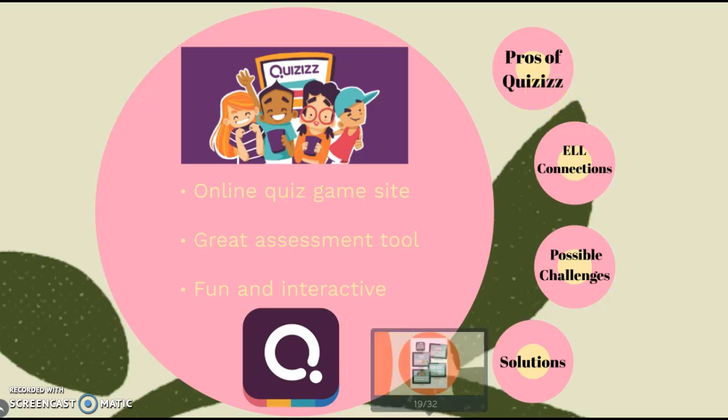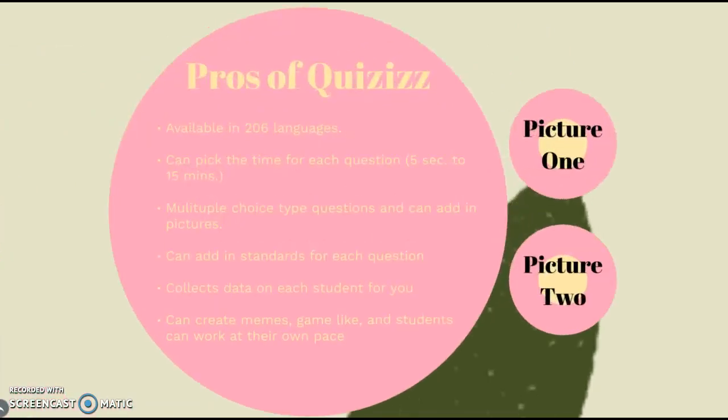So if we look at the pros, it's available in 206 languages. You can pick the time for each question, 5 seconds up to 15 minutes even. You can even choose to have no time limit at all if you want to. It's multiple choice type questions and you can add in pictures. When a student is done answering a question, you can even have a meme pop up congratulating them or motivating them if they're not getting the answers right.